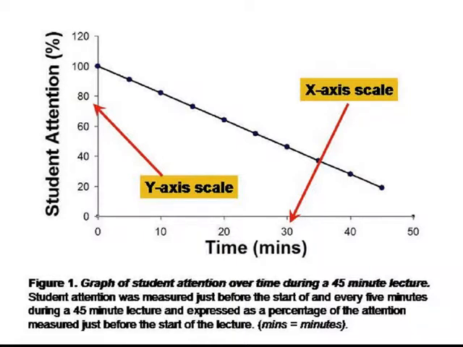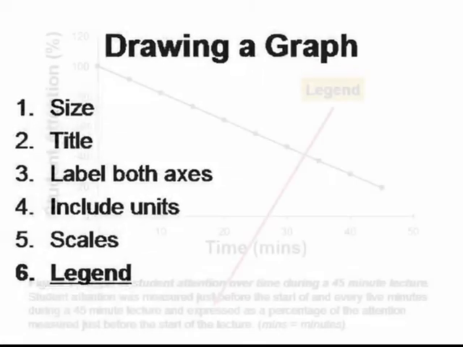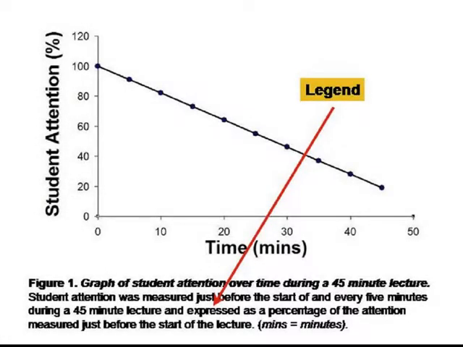Finally, include a legend. The legend is the explanatory text below the graph. The main purpose of the legend is to briefly describe the graph. There is, I'm afraid, no correct answer to how long or short the legend should be. There is always a compromise between the need to include enough information and the need to keep it brief enough to fit under the graph.